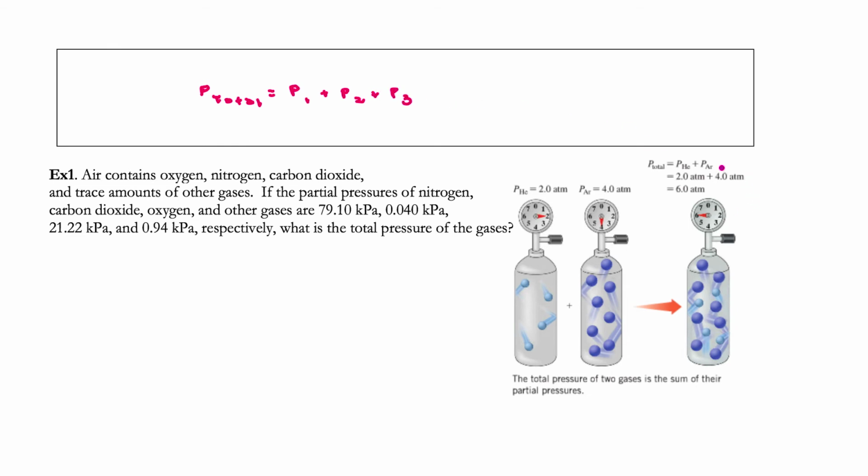All right, so let me show you a visual representation of this, and then I'll show you two examples. So in this diagram here, what it shows you is that you have a container with helium in it, and it has a partial pressure of 2 atmospheres. If you have another container that has argon in it with a partial pressure of 4 atmospheres, if you combined these two containers together, right, if you added all of the gas from this container into a new container, as long as that container has the same volume, notice they're all the same size, then the total pressure in this container is simply going to be the sum of the individual partial pressures. So 2 plus 4, which gives you 6.